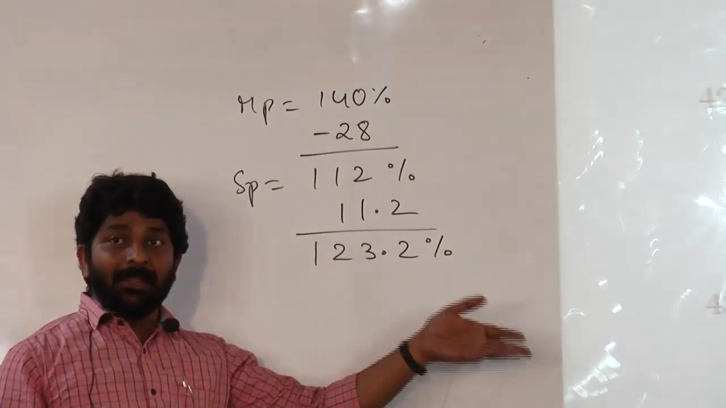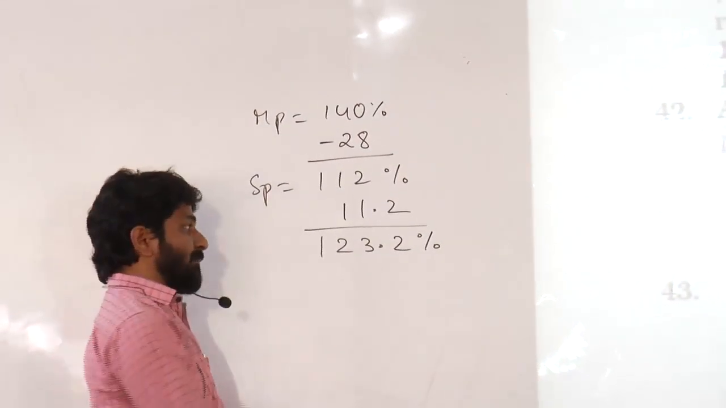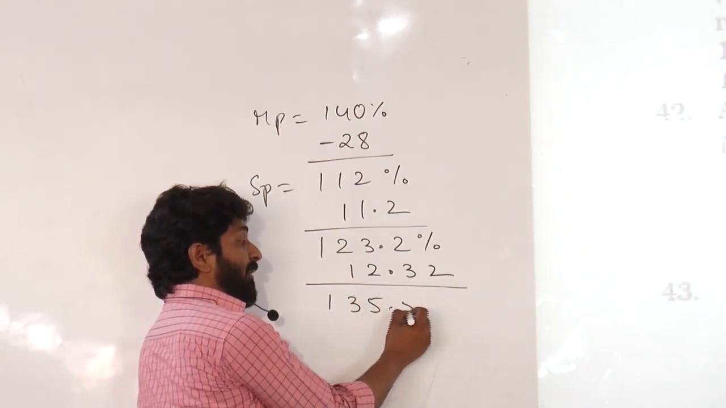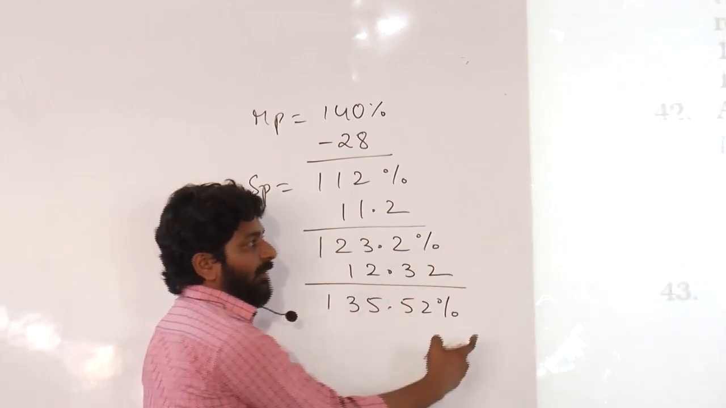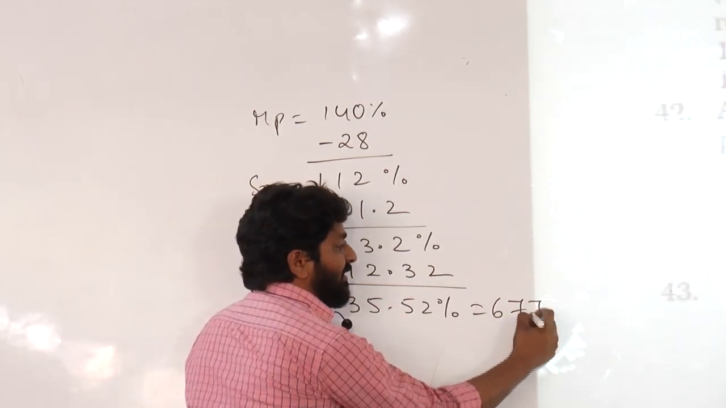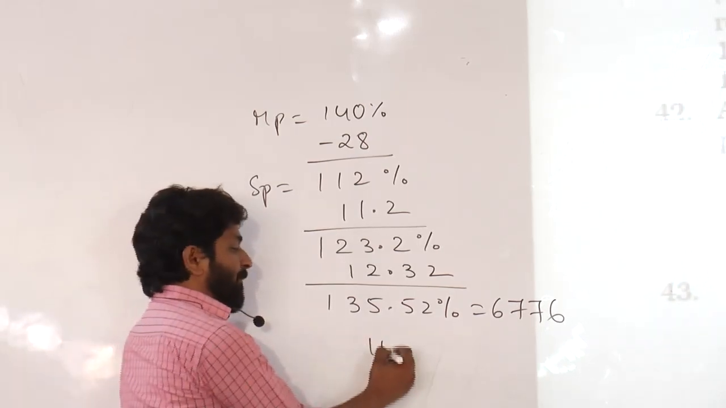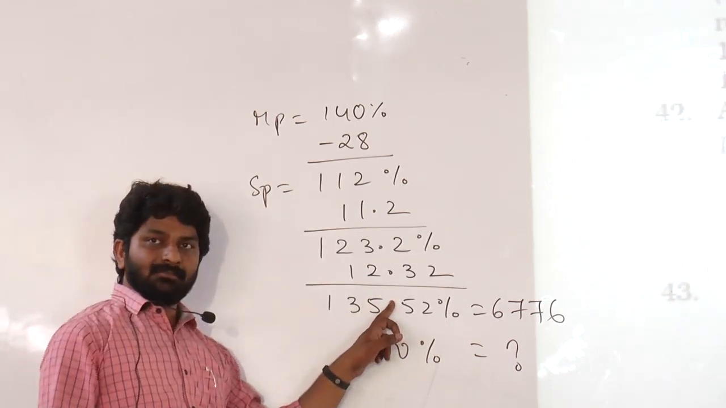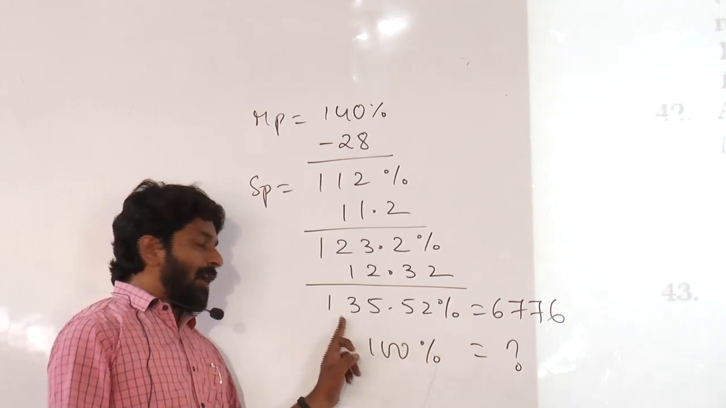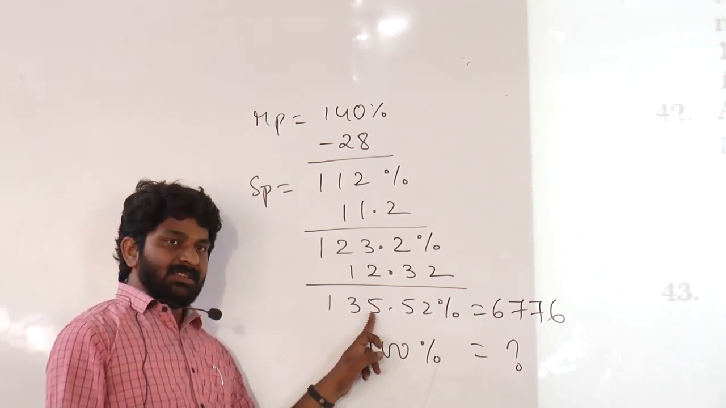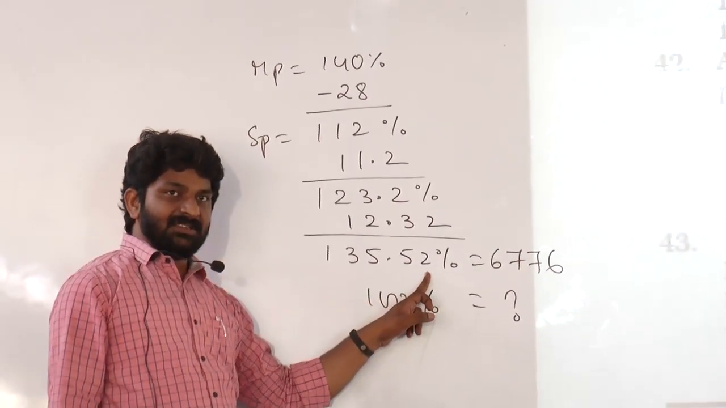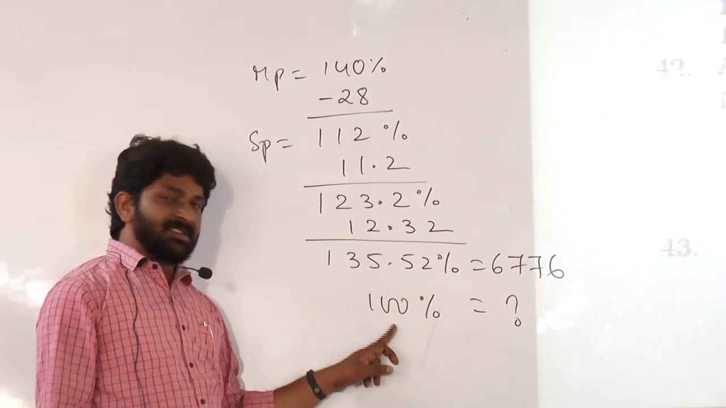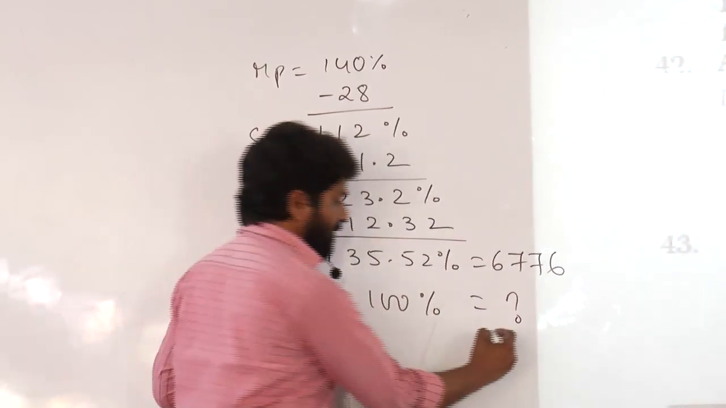He sold it to another person at a profit of 10%. Profit of 10% on this number is 12.32. That will be 135.52%. And he sold it for 6,776 rupees. It asks about 100%. Original cost price is 100%, which is equal to how much? Forget about the decimal here. 135.52, half of this number is 6,776. Are you getting my point? So, into 100 divided by 2. What is 6,776 divided by 2? 50. Into 100, 5,000. The answer is 5,000.